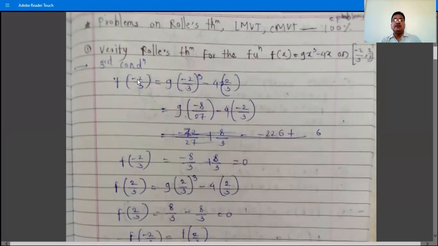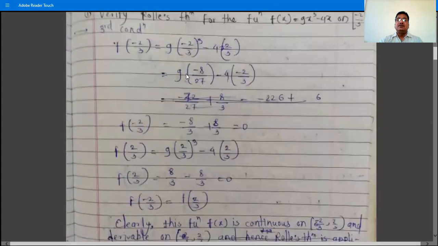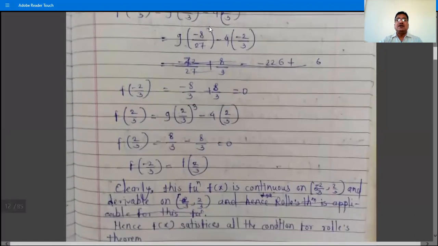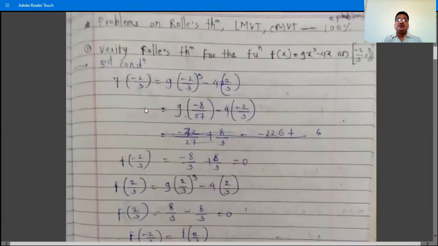So what is f(-2/3)? Just substitute x as -2/3. So (-2/3)^3 - 4(-2/3). So (-2/3)^3: -2 cubed is -8 because it is an odd power, and 3 cubed is 27. The calculation is -8/27 + 8/3, that is 0. We have the answer at -2/3 as 0.